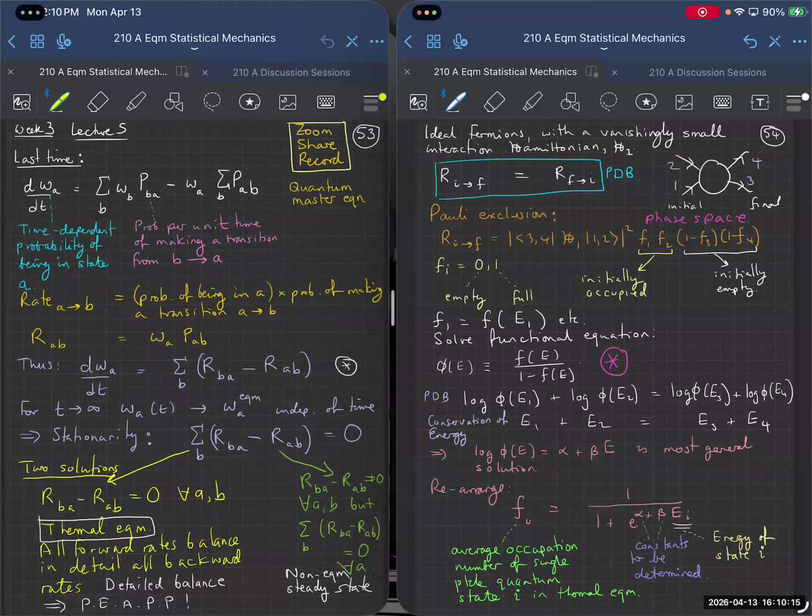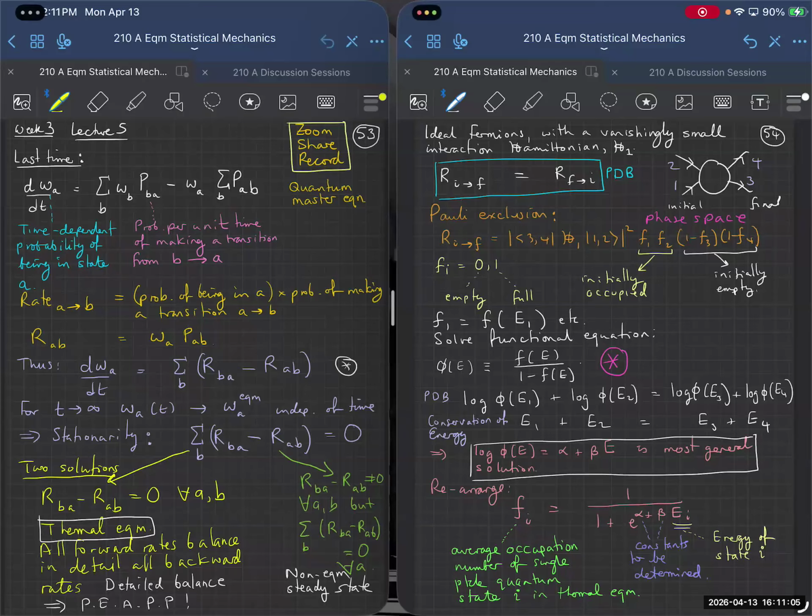So then we can actually solve this by inspection. Because when we look at this, we can see the only way that the conservation of energy could be consistent with the equation we got from the principle of detailed balance is if log of phi of E is a linear function. If it's a nonlinear function, then it won't possibly satisfy that equation. But if it is just linear, a constant plus a linear piece, then it will satisfy both the conservation of energy and the functional equation we got from the principle of detailed balance. So then, knowing that log of phi of E is alpha plus beta E is the most general solution of this functional equation, we can rearrange it using our definition of phi.